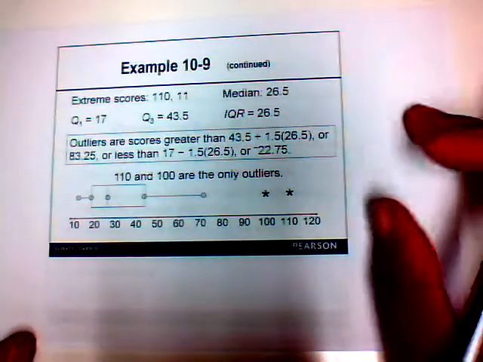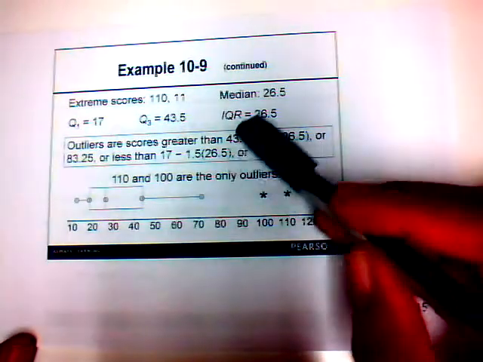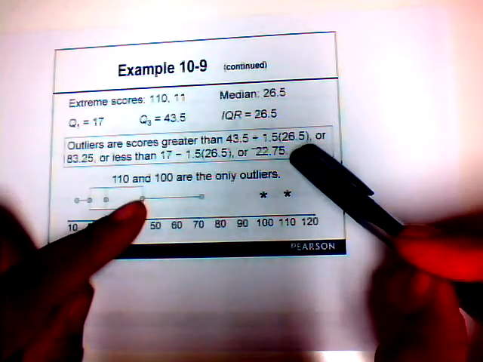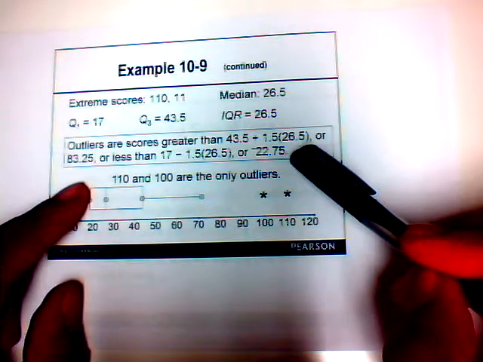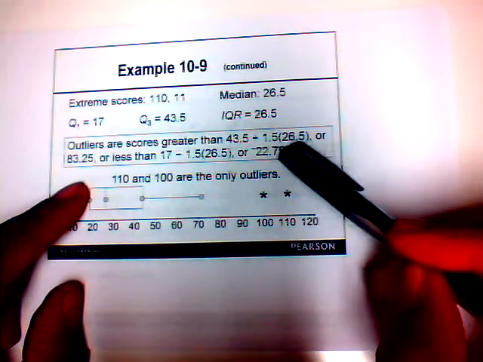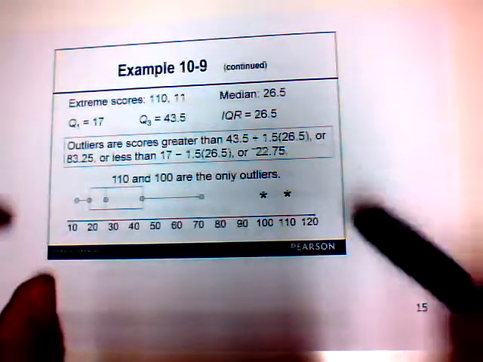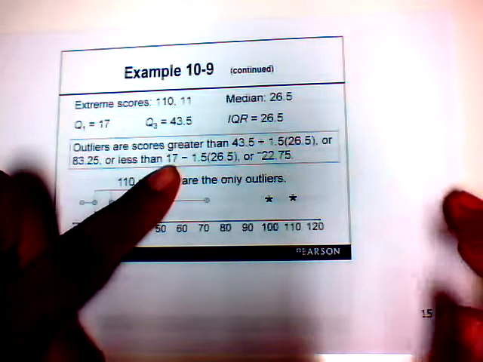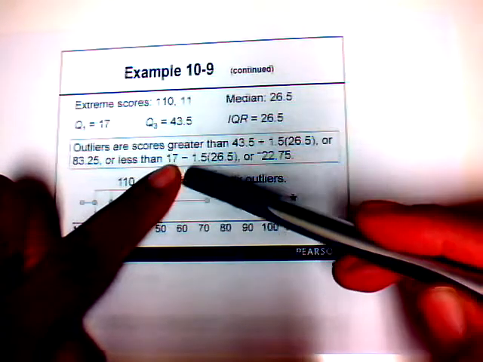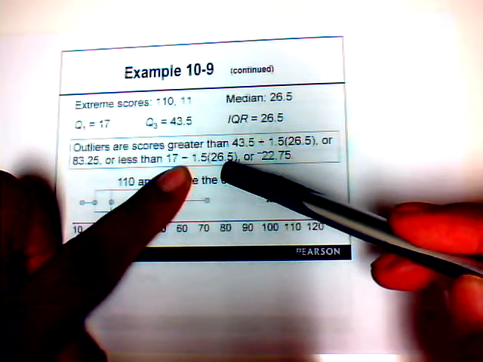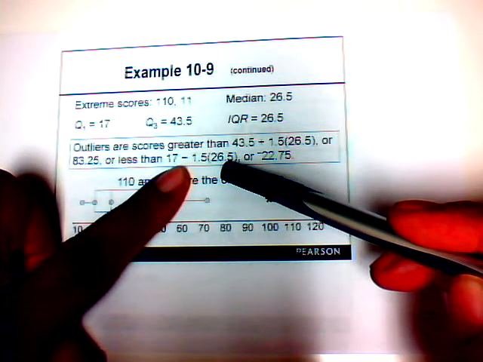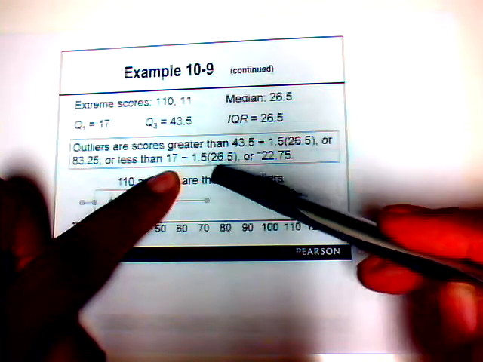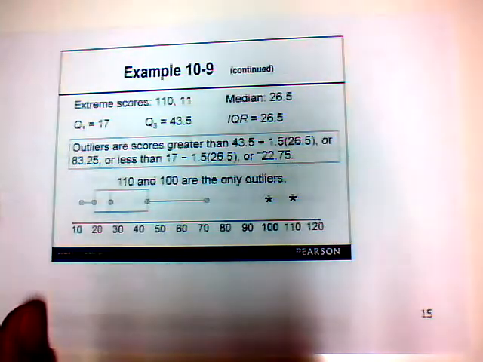Now the outliers are scores that are greater than 43.5, which is the upper quartile, plus 1.5 times the interquartile range, or 26.5. So 43.5 plus 1.5 times 26.5 would be 83.25. And also less than 17 minus 1.5 times the interquartile range of 26.5. Here Q1 is 17. Minus 1.5 times 26.5 will give you negative 22.75.